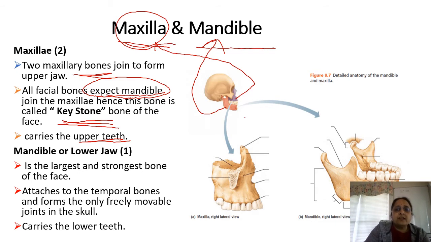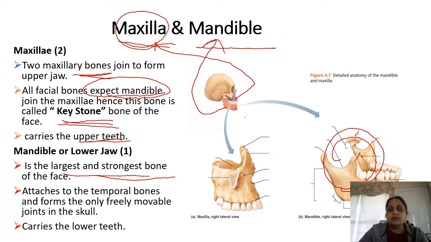Whereas the mandible is the largest and strongest bone of the face, and it has the attachment to the temporal bone of the skull, the temporal bone of the cranium, and it carries the lower teeth.